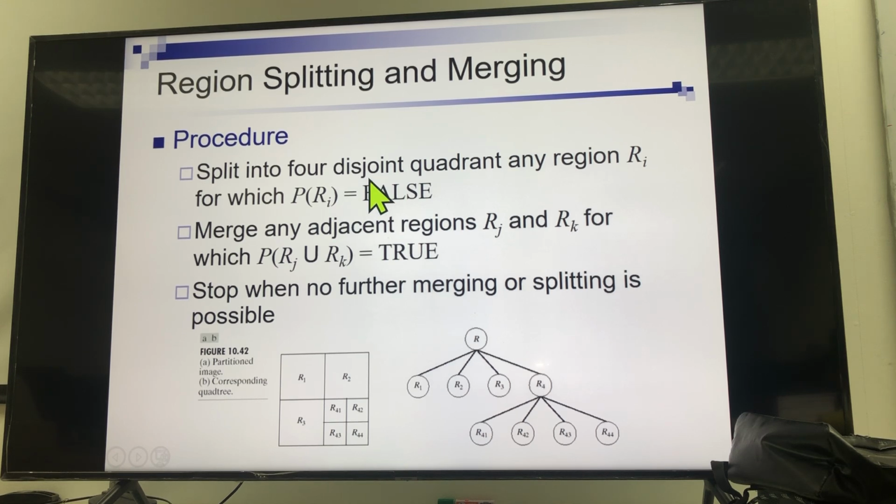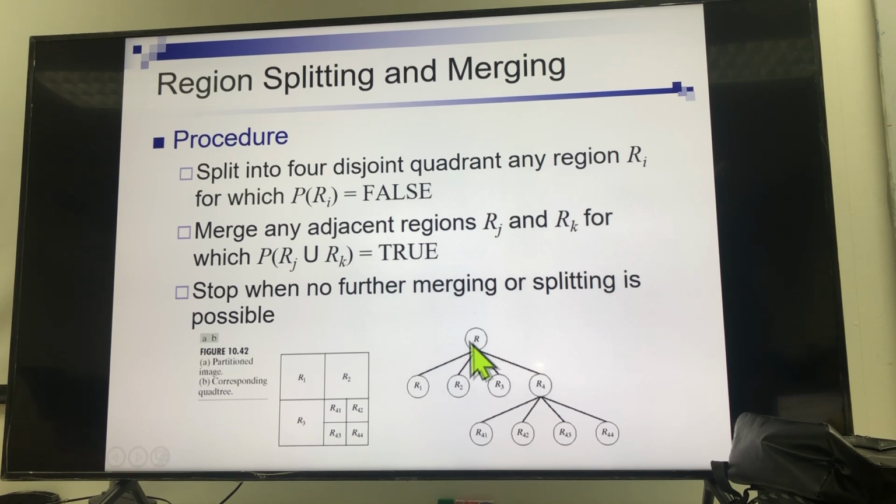The second method of region based segmentation is merging and splitting. The procedure is like this. First you have the image, and you split it first. What's the criterion to split? Maybe you use the variance. If the variance is too high, you want to split. For example, the first image is split into 4 parts, R1, R2, R3, R4.